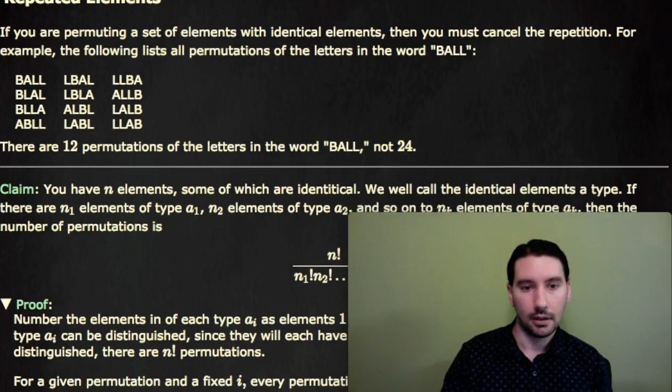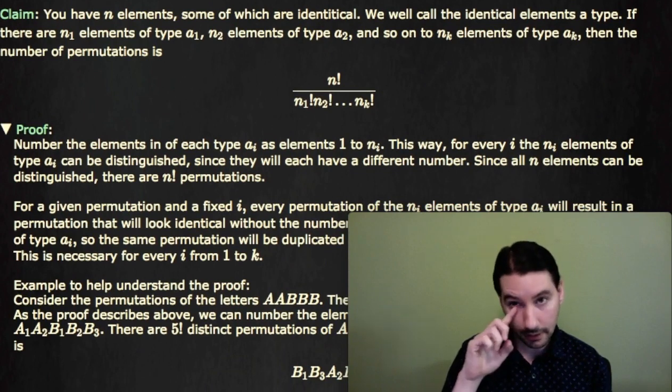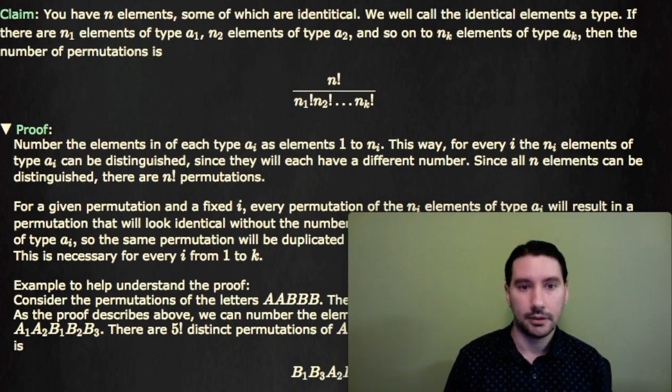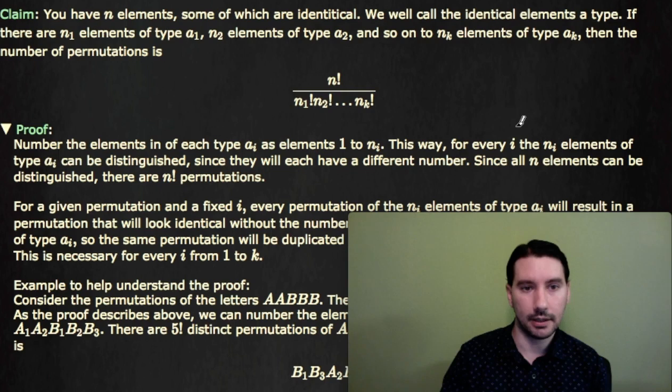And if you have some identical elements, what you can do is group these elements into their identical types. So let's say that we have n elements, some of which are identical. So if there are n1 elements of type A1 and n2 elements of type A2 and so on, up to nk elements of type Ak, so there are k types, the number of permutations is n factorial divided by n1 factorial times n2 factorial down to nk factorial.